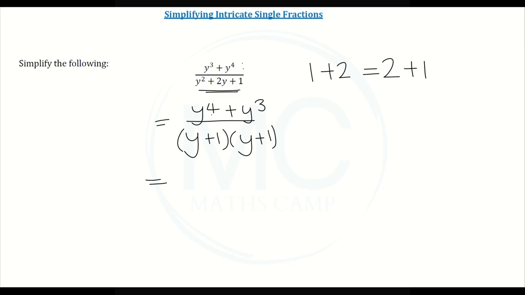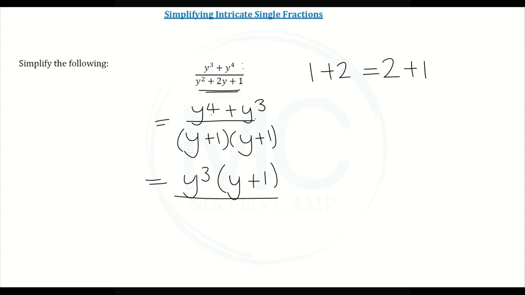Y has an exponent of 4 and then an exponent of 3. 3 is the lower exponent, so I can take that out as a common factor. Y to the power of 3, open my bracket. 4 minus 3 is 1, so I'm left with y to the power of 1, which is simply y. Y cubed divided by y cubed is 1.